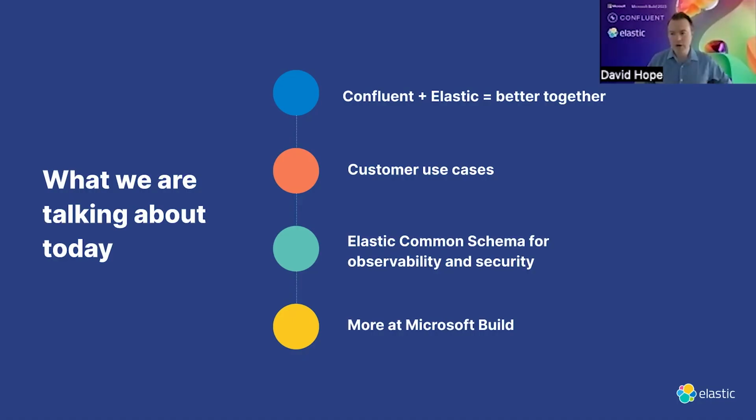Today, we're going to be talking about why Confluent and Elastic are better together, some customer use cases where we're actually using Confluent and Elastic together in real customer environments. I'm going to talk a little bit about Elastic's common schema for observability and security, and then you can see what else there is at Microsoft Build.